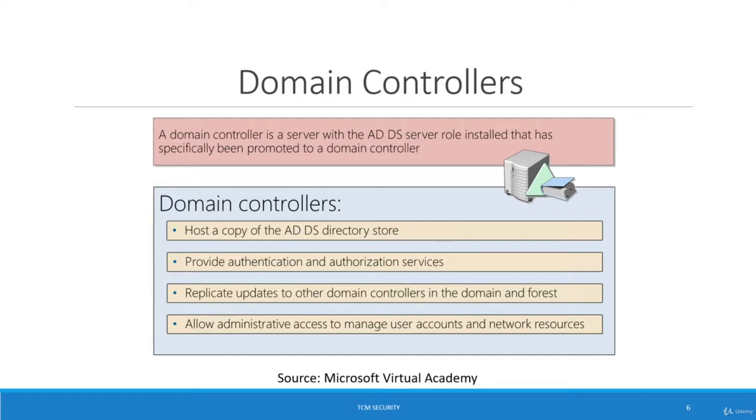But also, we have administrative access with the domain controller. That is to manage user accounts and network resources. As you're going to see when we build our domain controller, we go in there, and this is where we can add users. This is where we can add our computers, where we can add policies, where we can do all different sorts of things. We do it at the domain controller level. So when we talk about domain controller, again, it's the head honcho, it's the top dog.